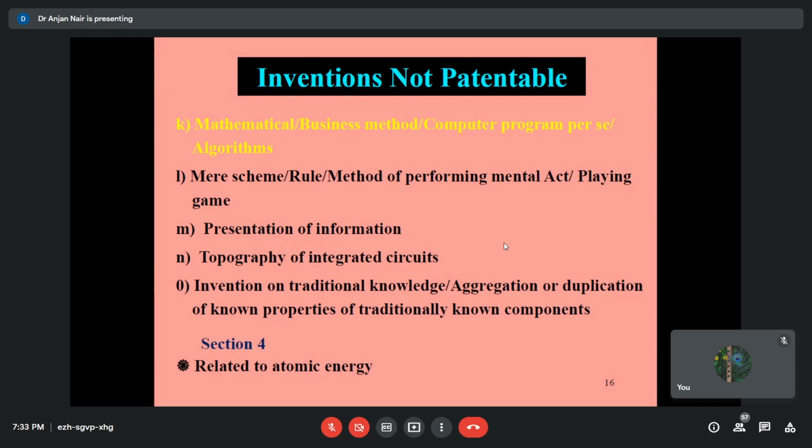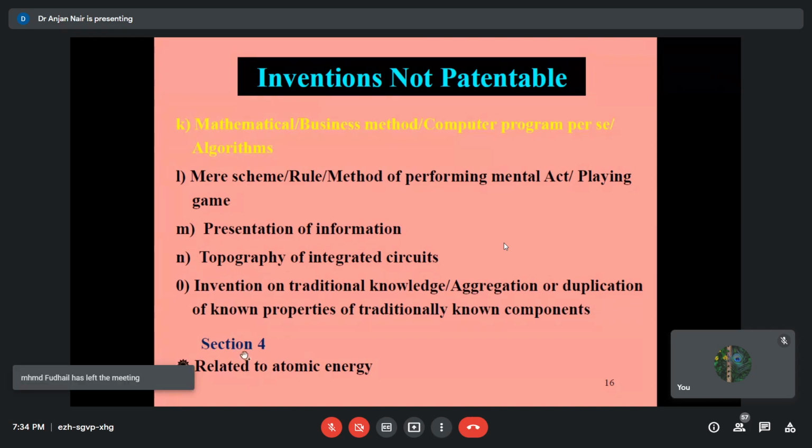So it will be a combined one. For the software alone, in India, a patent is not available. Instead, you can apply for a copyright. You can see most software and websites have a copyright sign at the bottom. So only copyright can be awarded for these programs. Then mental acts and playing games will not be given a patent. These are all basically Section 3, which will not be given a patent.